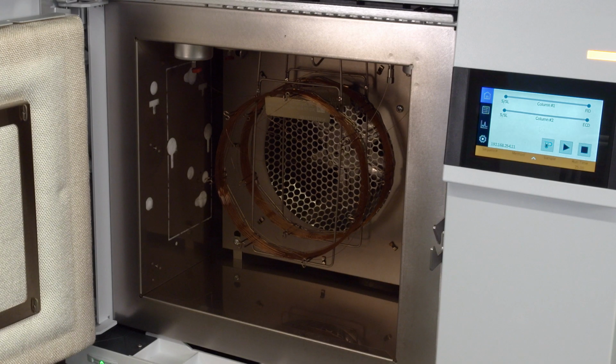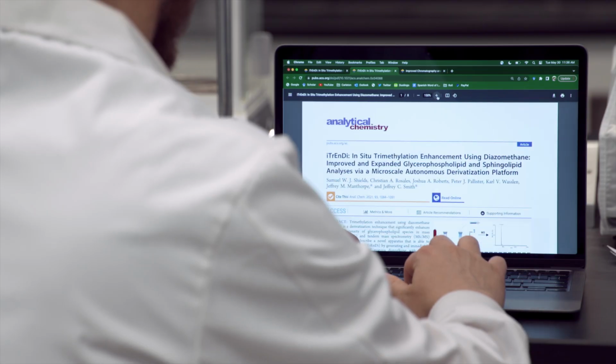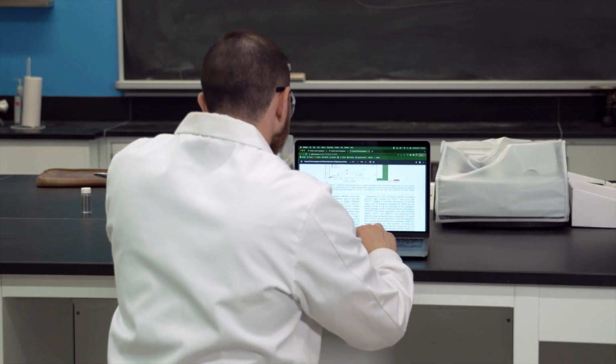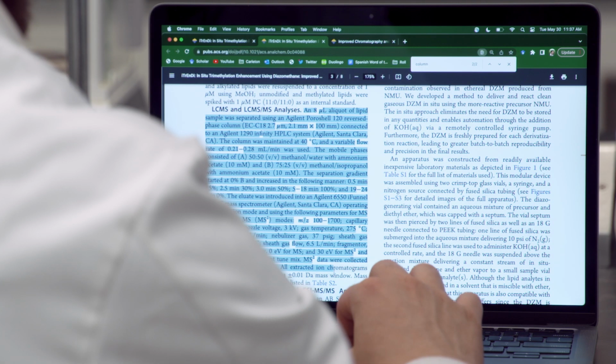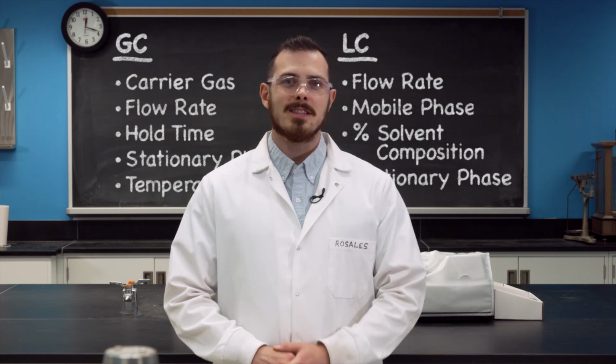Understanding instrument components and parameters are important, as they can dictate the quality of your data. Implementing chromatographic parameters found from literature can help you replicate experiments that others have done. Here's a few parameters for both instruments to take note of during experiments 5 and 6.